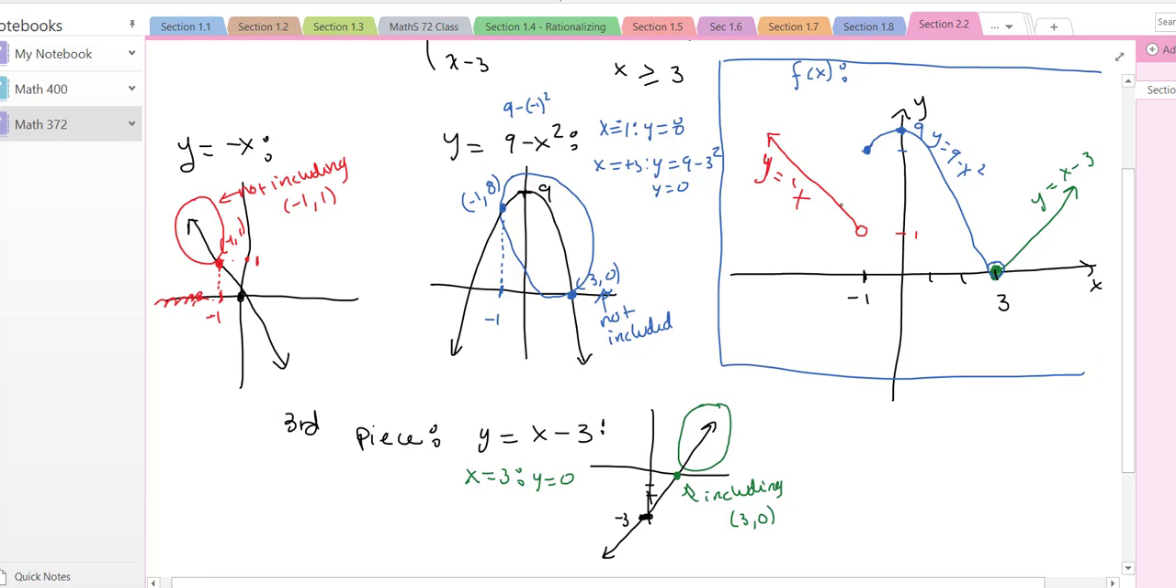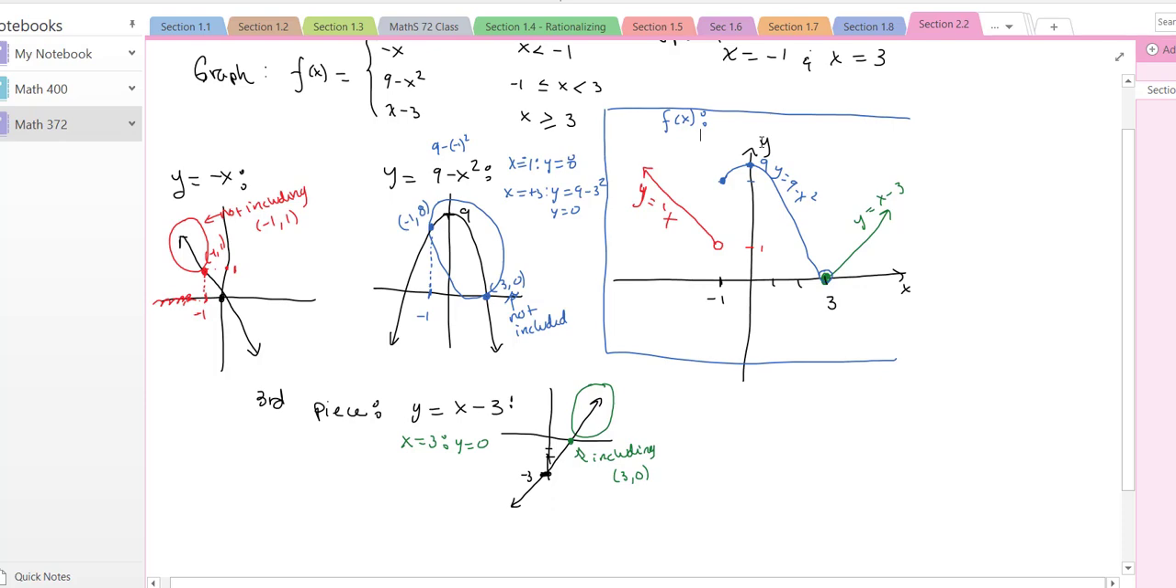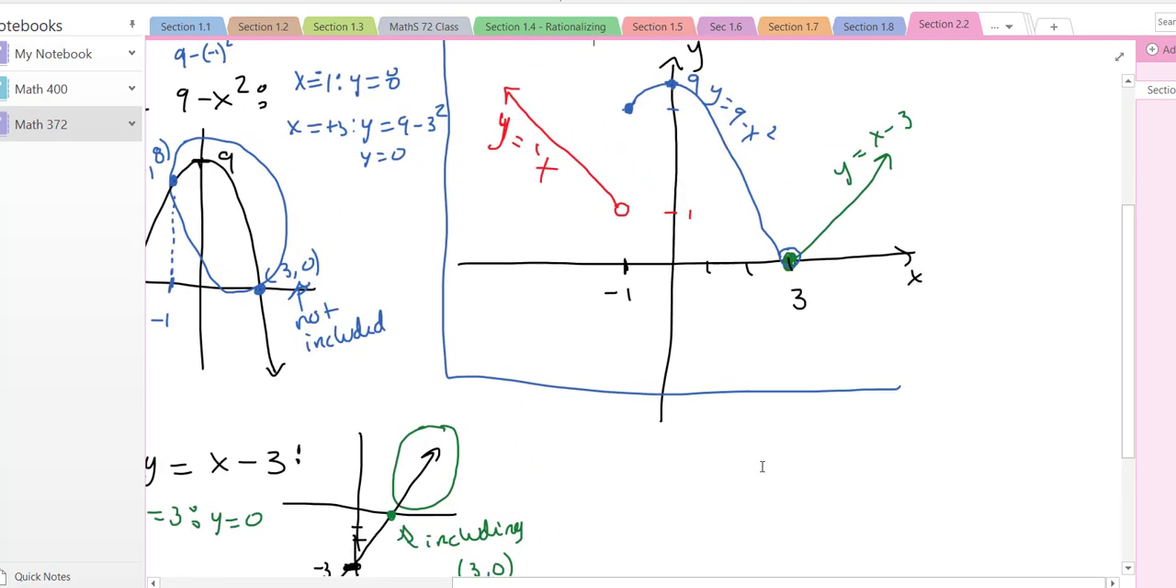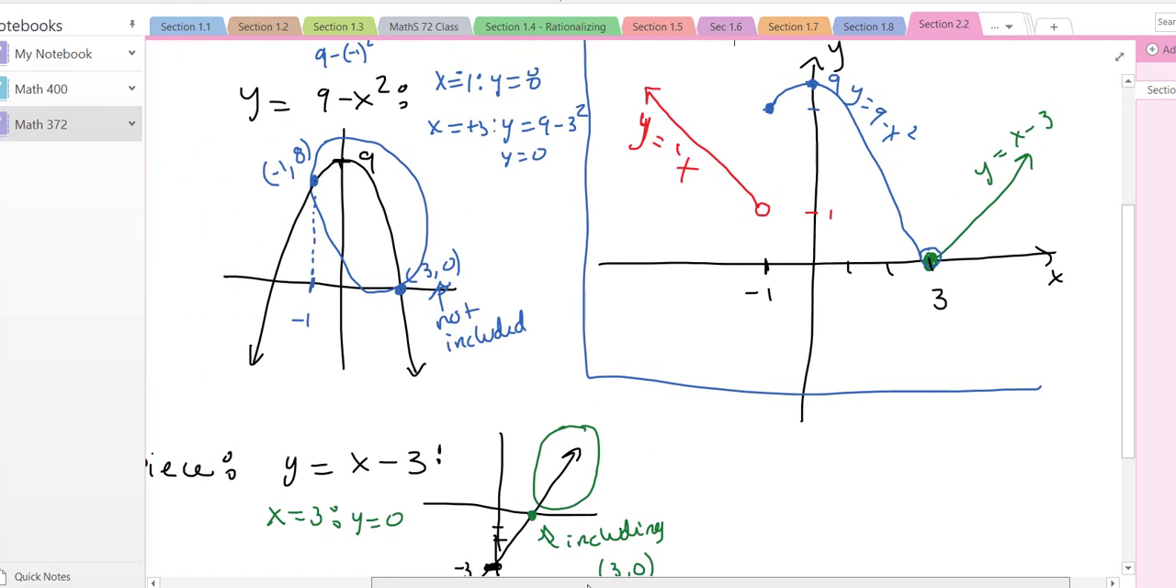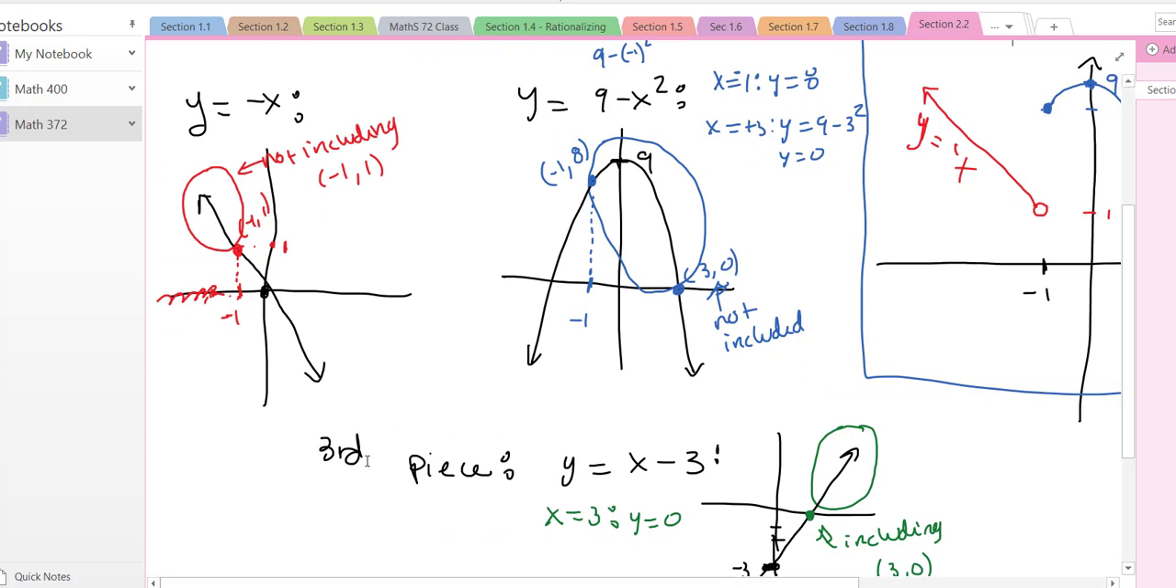Some of you may be able to just directly go to the graph from the pieces from the function, and that's fine. And some of us may need to draw the individual pieces to then put it together.